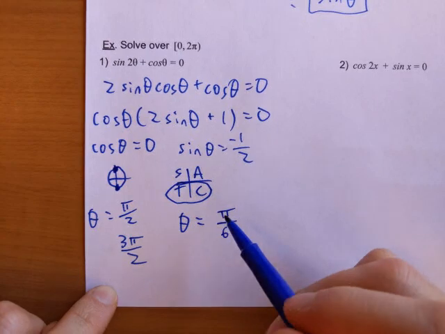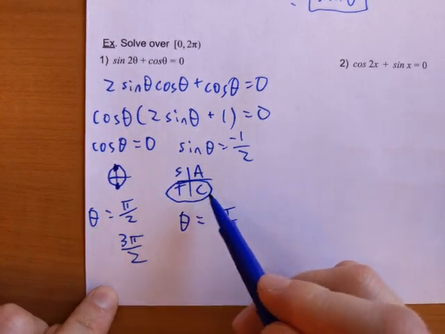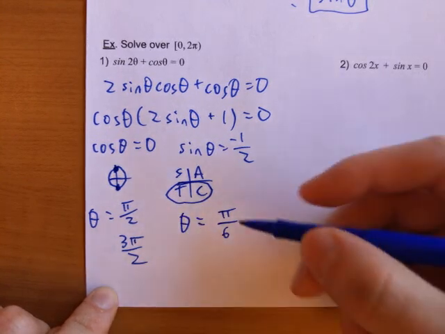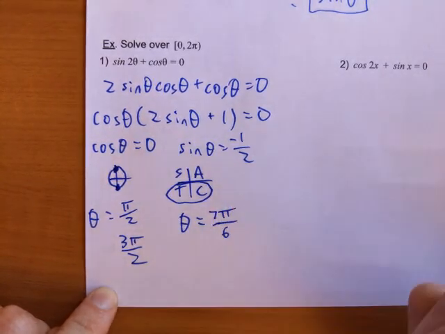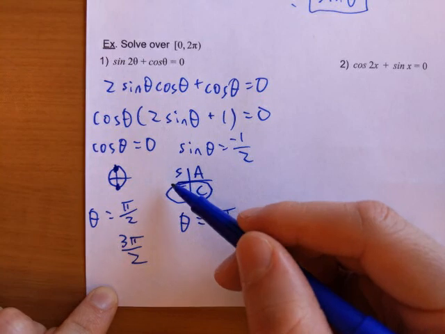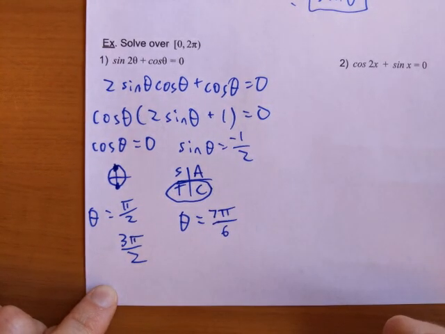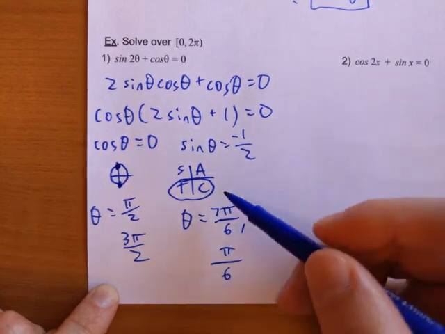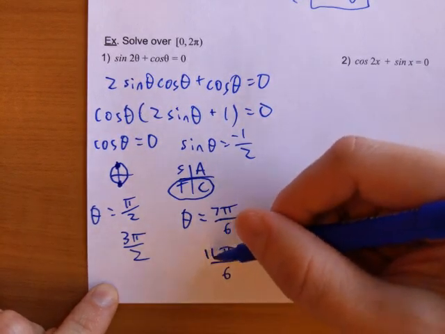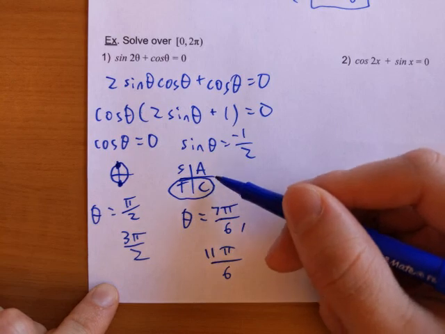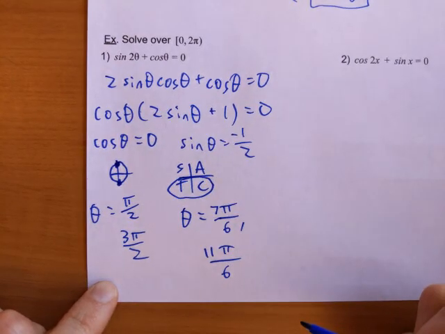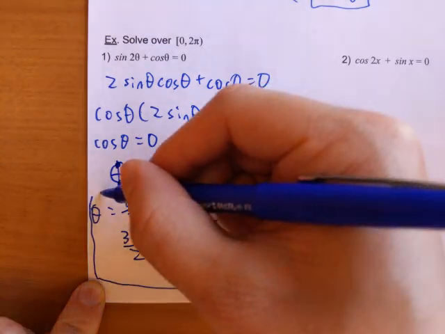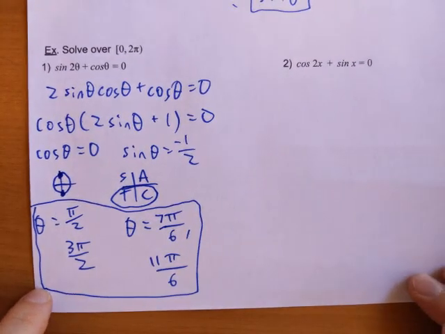So it'll be some sort of pi over 6 angles. And then again, if it takes you a minute to figure these out, that's okay. But in the third quadrant, a pi over 6 angle will be 7 pi over 6, a little bit more than 6 pi over 6, a little bit more than 1 pi. And then in the fourth quadrant, the pi over 6 angle we want will be 11 pi over 6, a little bit less than 2 pi, a little bit less than 12 pi over 6. And so there are our 4 solutions over 0 to 2 pi.